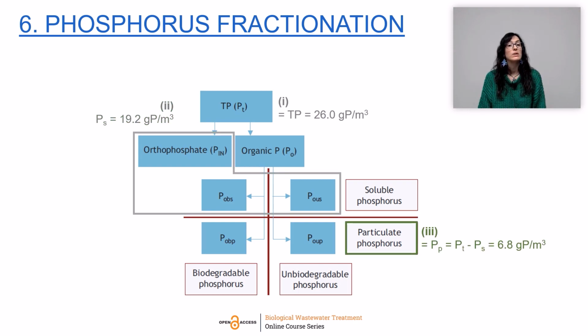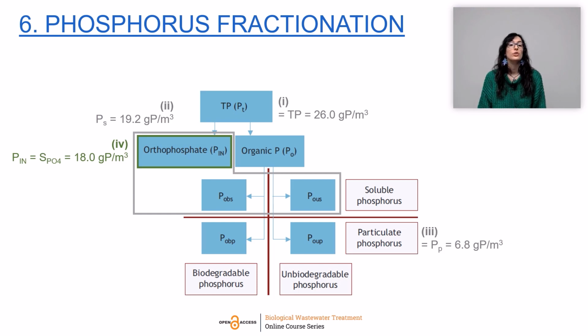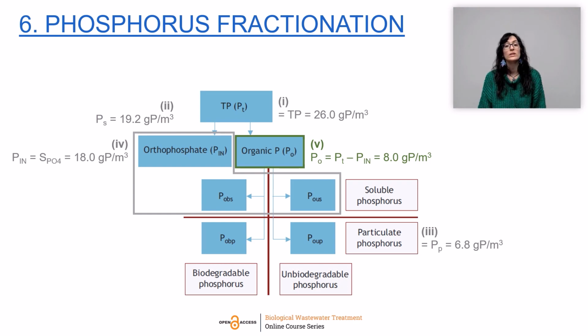The next step consists of the calculation of the particulate phosphorus concentration as the difference between the total phosphorus and the soluble phosphorus. This concentration also includes both the biodegradable and unbiodegradable phosphorus. We also know from the exercise the concentration of the orthophosphate. And with this information, we can calculate the amount of organic phosphorus as the difference between the total phosphorus and the inorganic phosphorus.